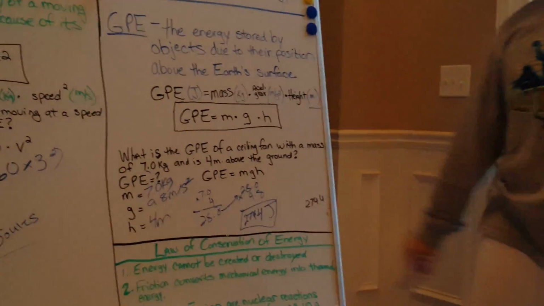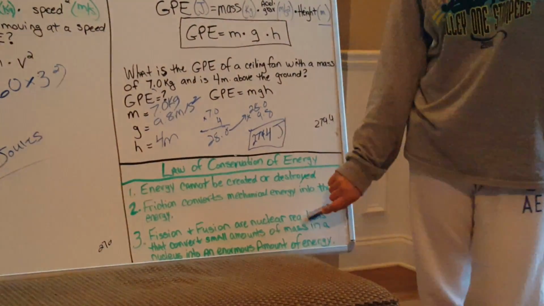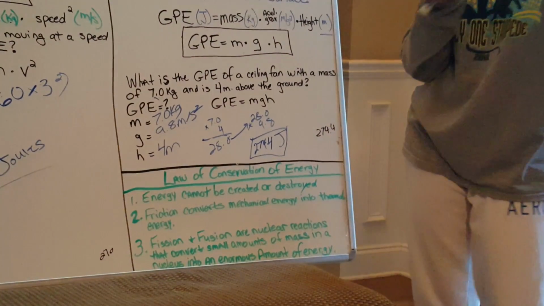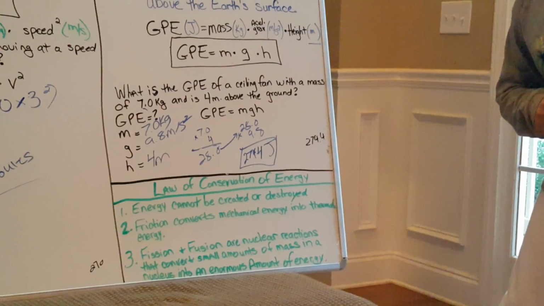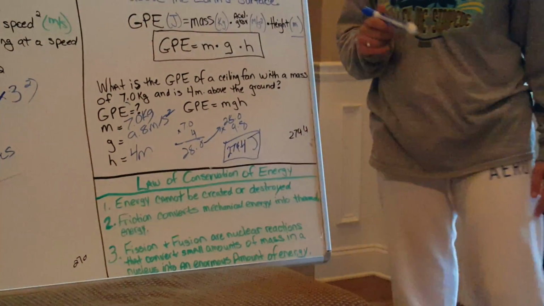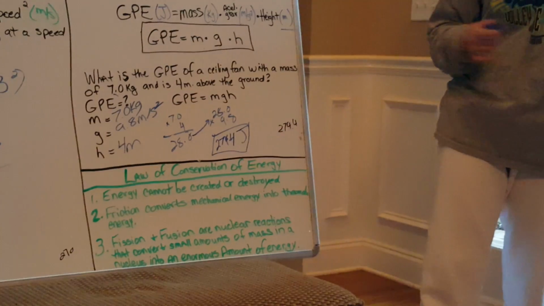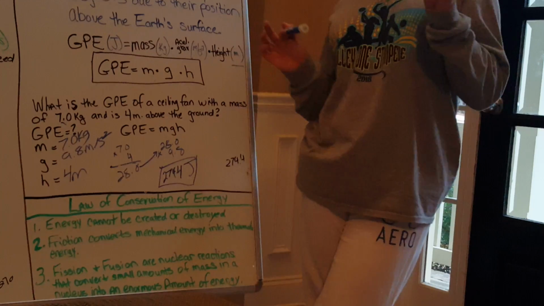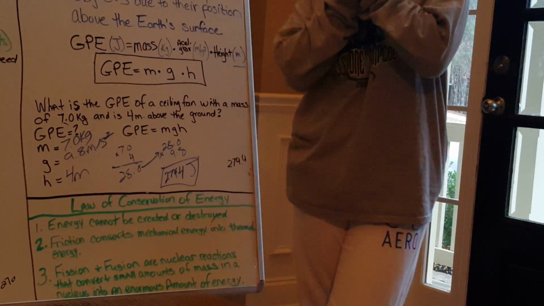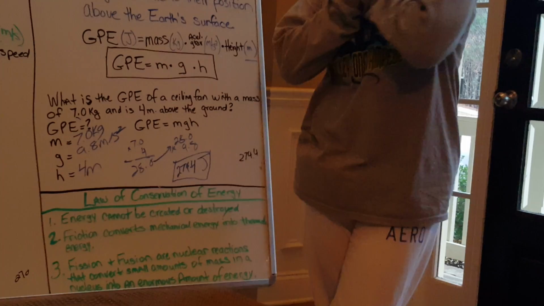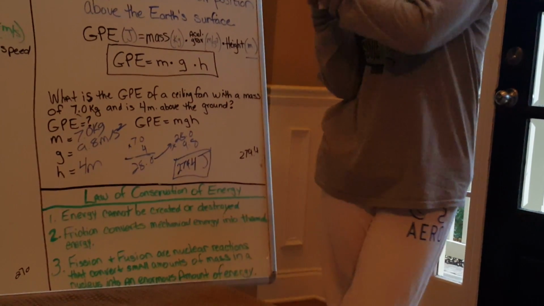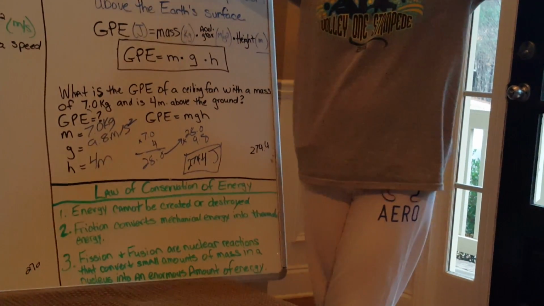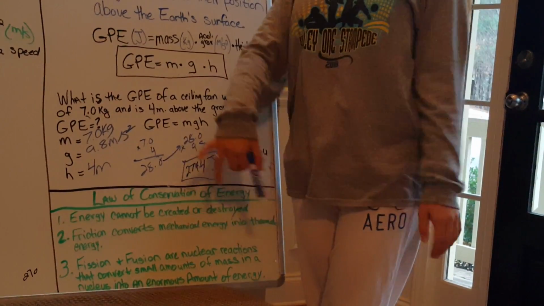Okay, I get it. And the last thing is fission and fusion are nuclear reactions that convert small amounts of mass in a nucleus into an enormous amount of energy. What's the difference between fission and fusion? Fusion is when they are coming together. Because if you think about it, if you fuse something together, you are combining it into one. And fission is the total opposite, which is separating it from each other.